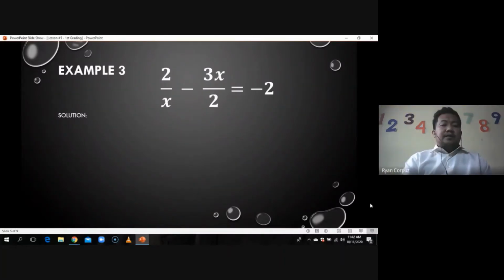Okay, let us answer this time example number 3. So the given is 2 over x minus 3x over 2 is equal to negative 2. As you can see, the given equation is at first not a quadratic equation. But if we are going to apply mathematical concepts or ideas, we can make that equation a quadratic equation. Then after transforming it into a quadratic equation, let's solve it using any method in solving quadratic equations. So how are we going to transform and solve that given equation?